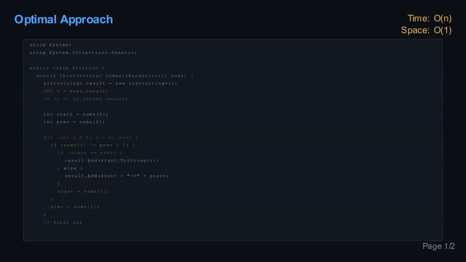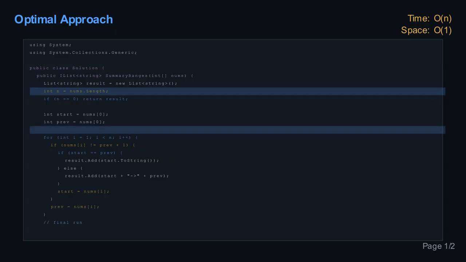The key insight is that you only need two variables, one to remember the start of the current run and one to remember the previous number you saw. You begin by handling the empty array case, then set both start and previous to the first element. As you iterate from the second element onward, you check whether the current number equals the previous number plus 1. If it does, the run continues, and you just update previous.